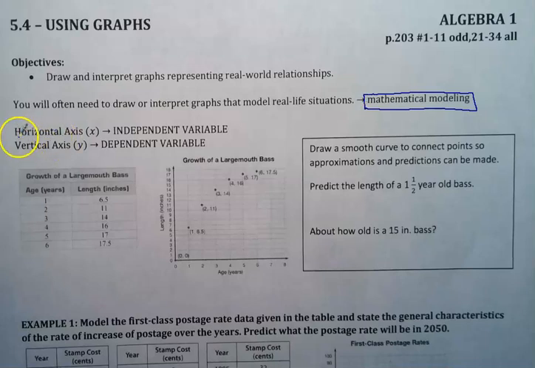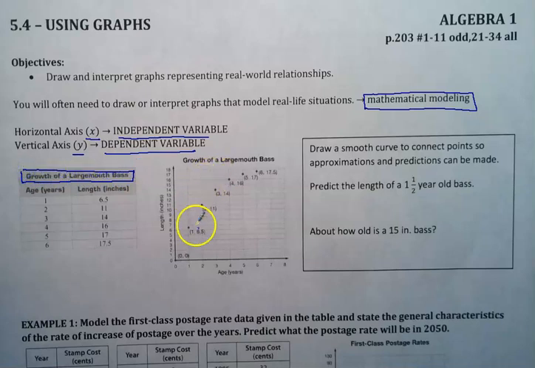We've talked about this a little bit. Our horizontal axis, or the x, is always our independent variable. That's the x-axis. Your vertical axis, or your y, is going to be the dependent variable. If we look at the table first, we have this table that has a title, growth of a largemouth bass. This is our graph of that, with the same exact title, growth of a largemouth bass.